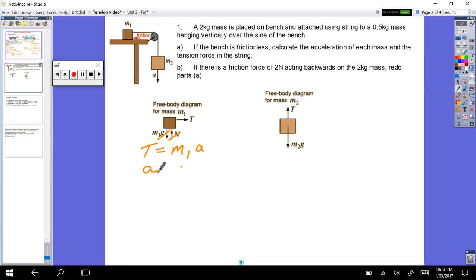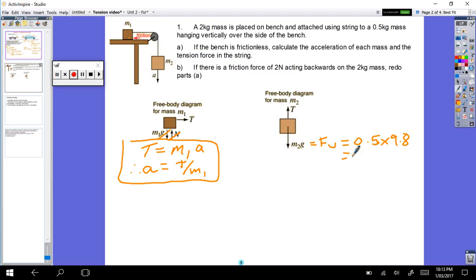So this means that our acceleration equals tension over m1. That's quite a useful thing to keep. Then in our other system, we've got the weight force acting downwards, m2g, and also the tension going upwards, and that's going to be due to the acceleration. So let's work out the weight force first of all. It's going to be m2g, which is equal to 0.5 times 9.8, which gives us 4.9 newtons.